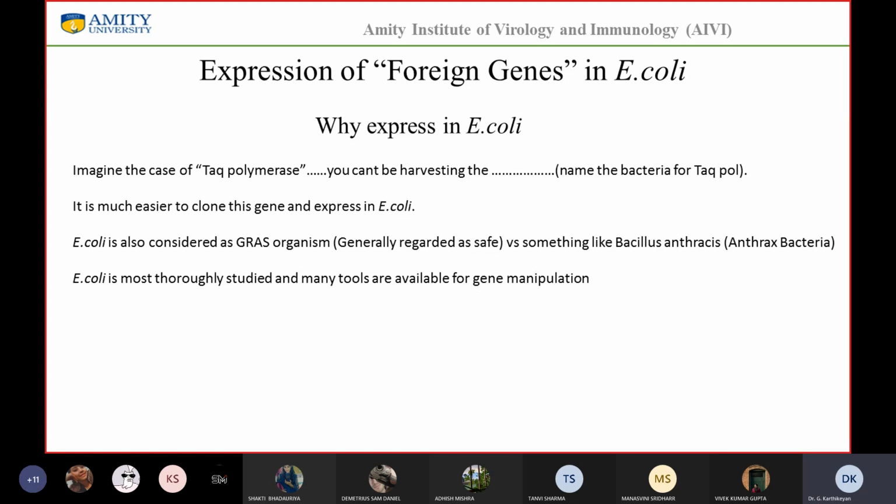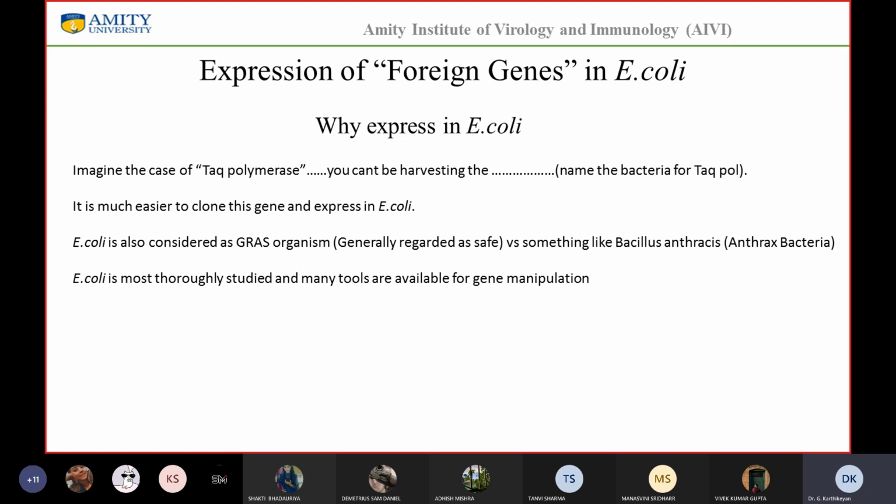And so it is much easier. You're not going to disturb the Thermus aquaticus. Otherwise, just imagine if cloning was not there, and Thermus aquaticus was the only source, then for all the PCRs that we do in the world, I think you would not have enough Thermus aquaticus, unless somebody grows them artificially, which has not been that successful. And so it is easier to clone any gene in E. coli and express it.